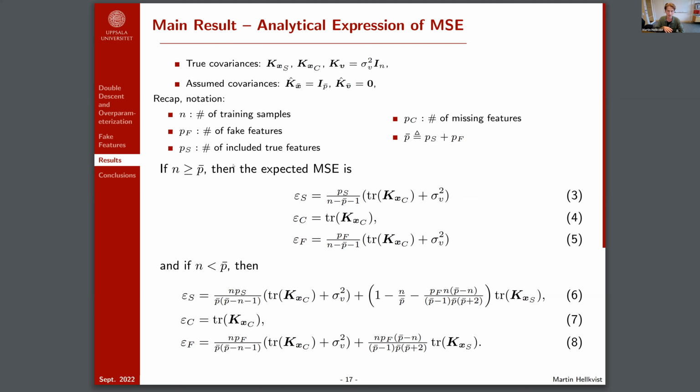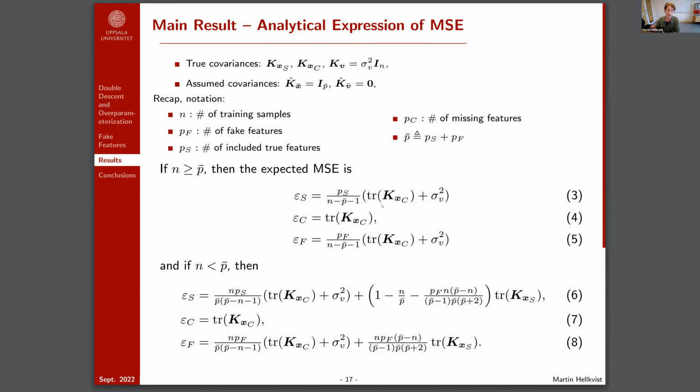But although these expressions are not exactly straightforward to get a sense of, we can just note that we have successfully expressed the three different components as functions of the problem dimensions and the underlying covariance matrices. So you see that each of these components is actually just a function of the problem dimensions, like PS, N, and P bar, which is the sum of PS and PF. So the number of underlying features plus the number of fake features, and n was the number of training samples.